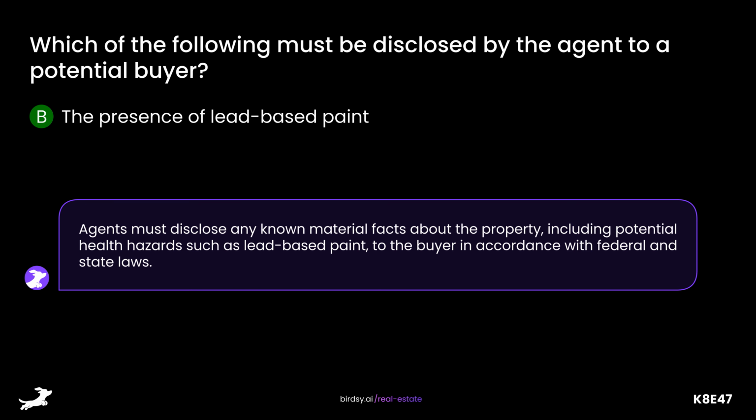Agents must disclose any known material facts about the property, including potential health hazards, such as lead-based paint, to the buyer in accordance with federal and state laws.